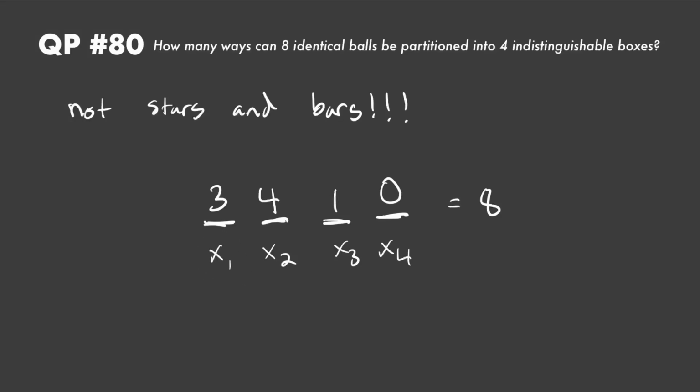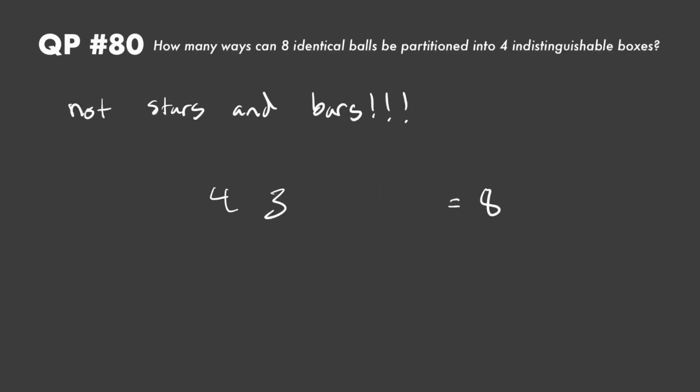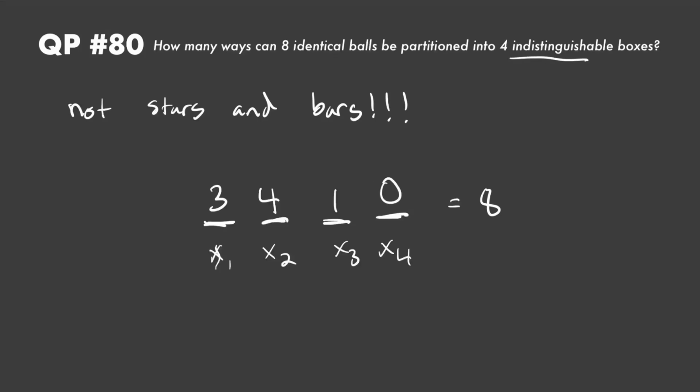We're labeling x1, x2, x3, x4, but in this situation, we're saying the boxes are indistinguishable. So we're removing these labels. We're saying 3, 4, 1, 0. Well, that's just going to be exactly the same as 4, 3, 1, 0 or 4, 3, 0, 1. Any permutation of these is going to be the same. If we were counting them as distinct boxes using stars and bars, we know how to do this. We have 8 objects and we need 3 bars to split into 4 groups. So 11 choose 3, which is equal to 165.